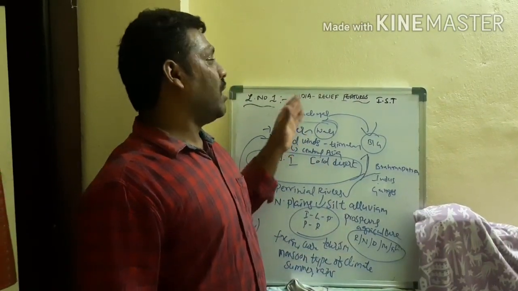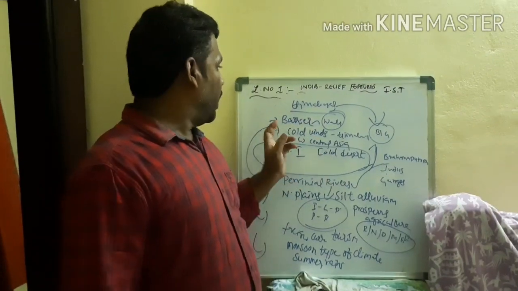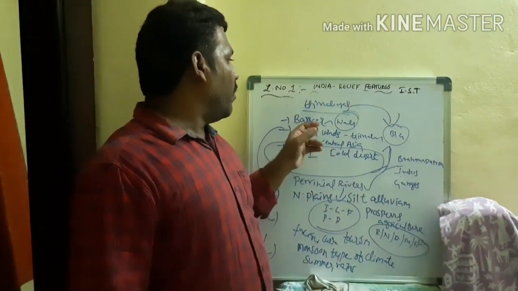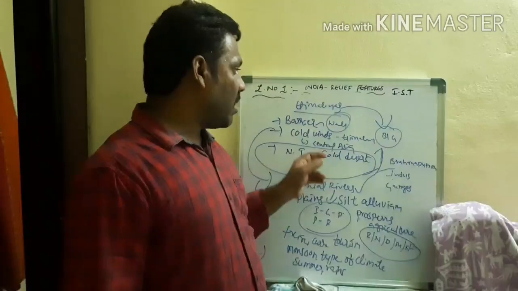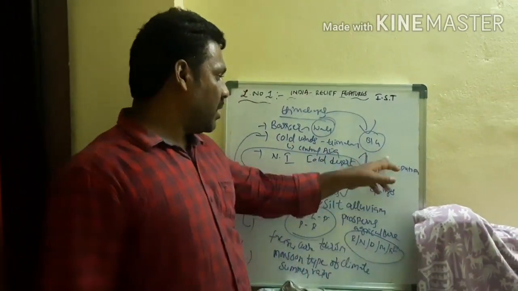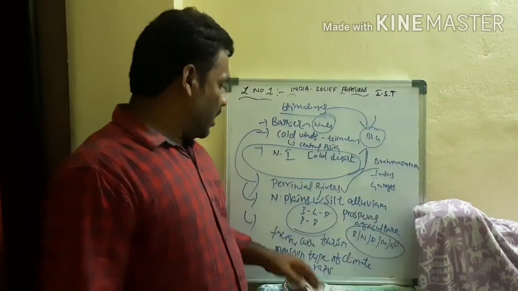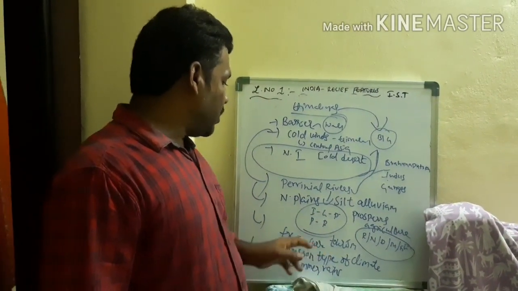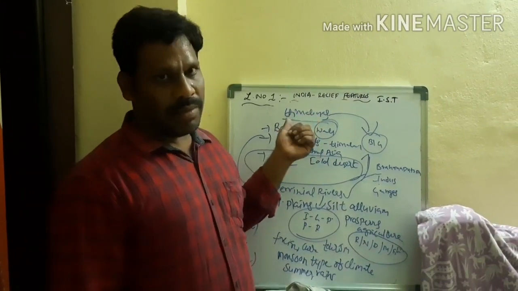If the Himalayas are not there, what could happen? We can write all of this as negative points. If the Himalayas are not there, the cold winds will enter our country and India could turn completely into a cold desert. If the Himalayas are not there, no perennial rivers. If the rivers are not there, no northern plains. If the northern plains are not there, no agricultural sector. If the Himalayas are not there, no summer rains, no monsoon type of climate, no hill stations. All these we can write in the examination.